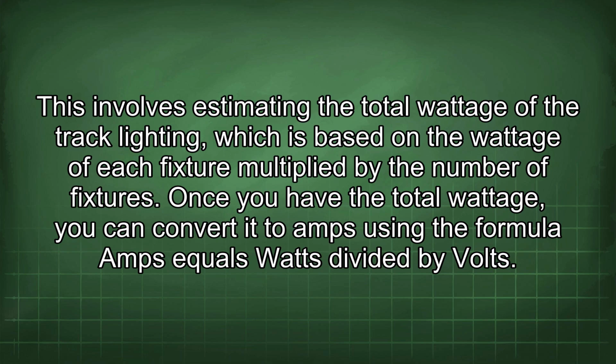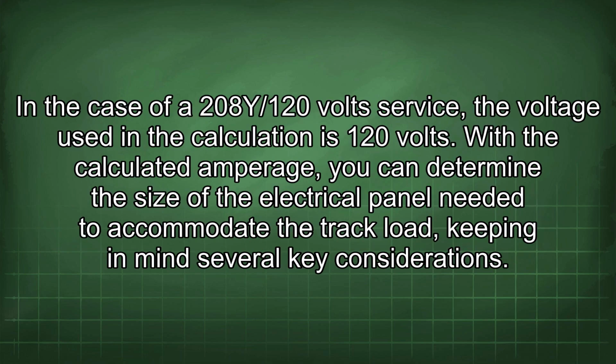Once you have the total wattage, you can convert it to amps using the formula amps equals watts divided by volts. In the case of a 208Y/120 volt service, the voltage used in the calculation is 120 volts. With the calculated amperage, you can determine the size of the electrical panel needed to accommodate the track load, keeping in mind several key considerations.